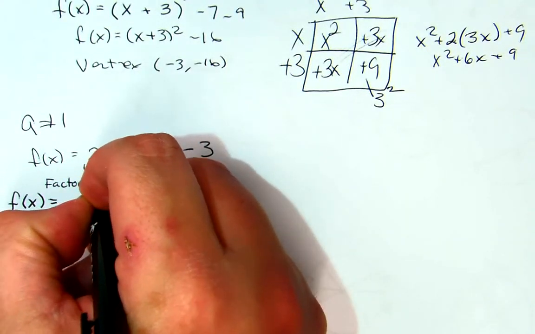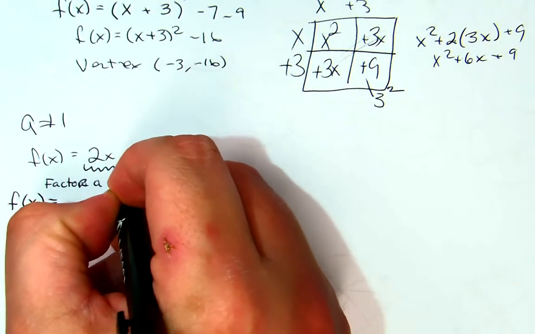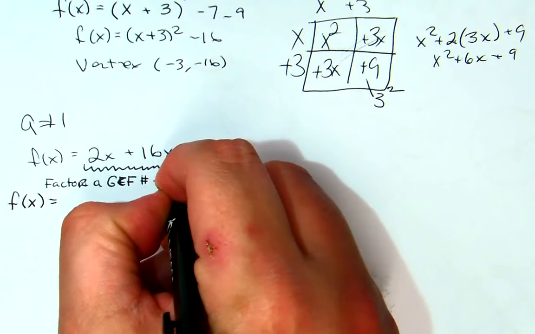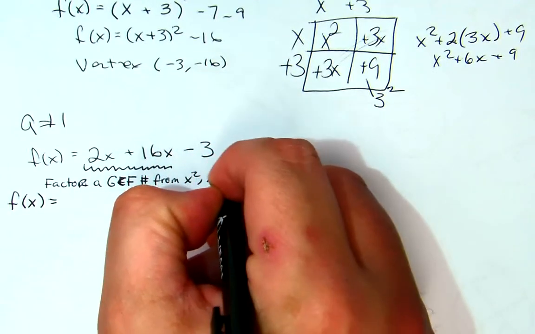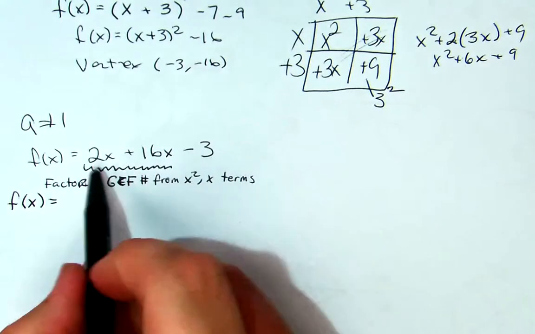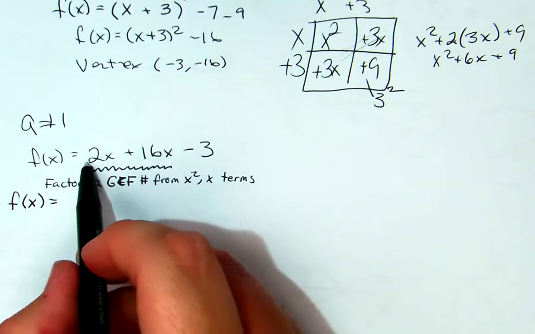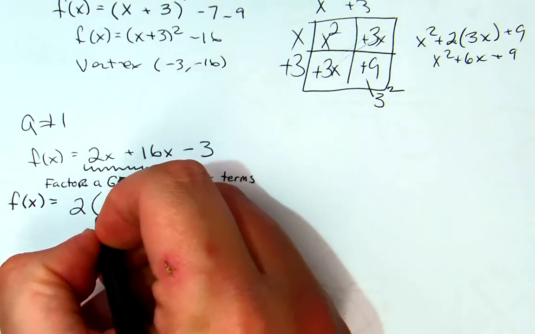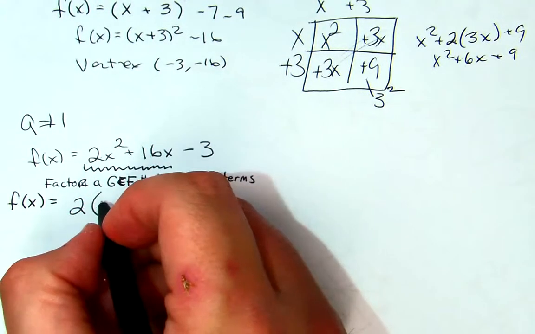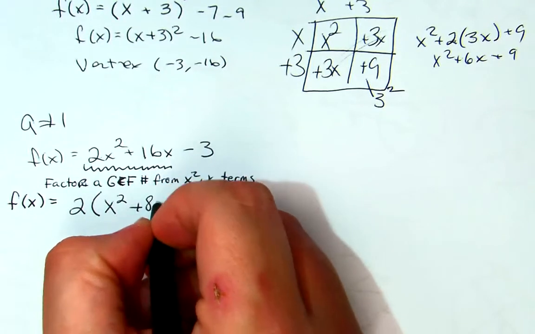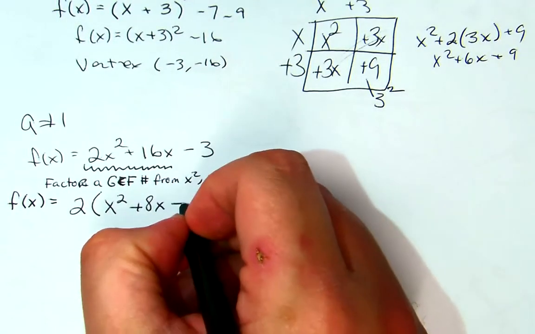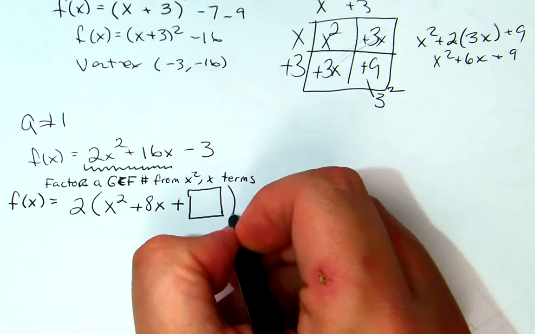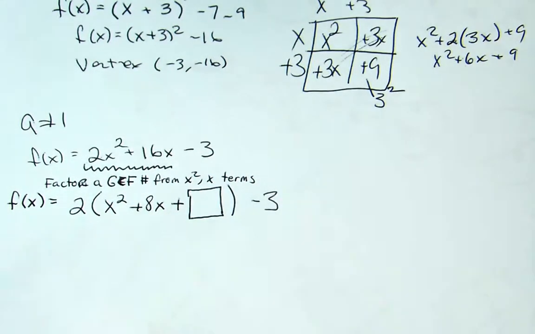So factor a greatest common factor number from the x squared and the x terms. So I look at 2 and I look at 16 and I can see that 2 is going to divide into 2, 2 is going to divide into 16. So what I'm going to get is 2 times x squared plus 8x. And now to complete the square I need that box again, because I still want to complete the square. Now I have a negative 3.